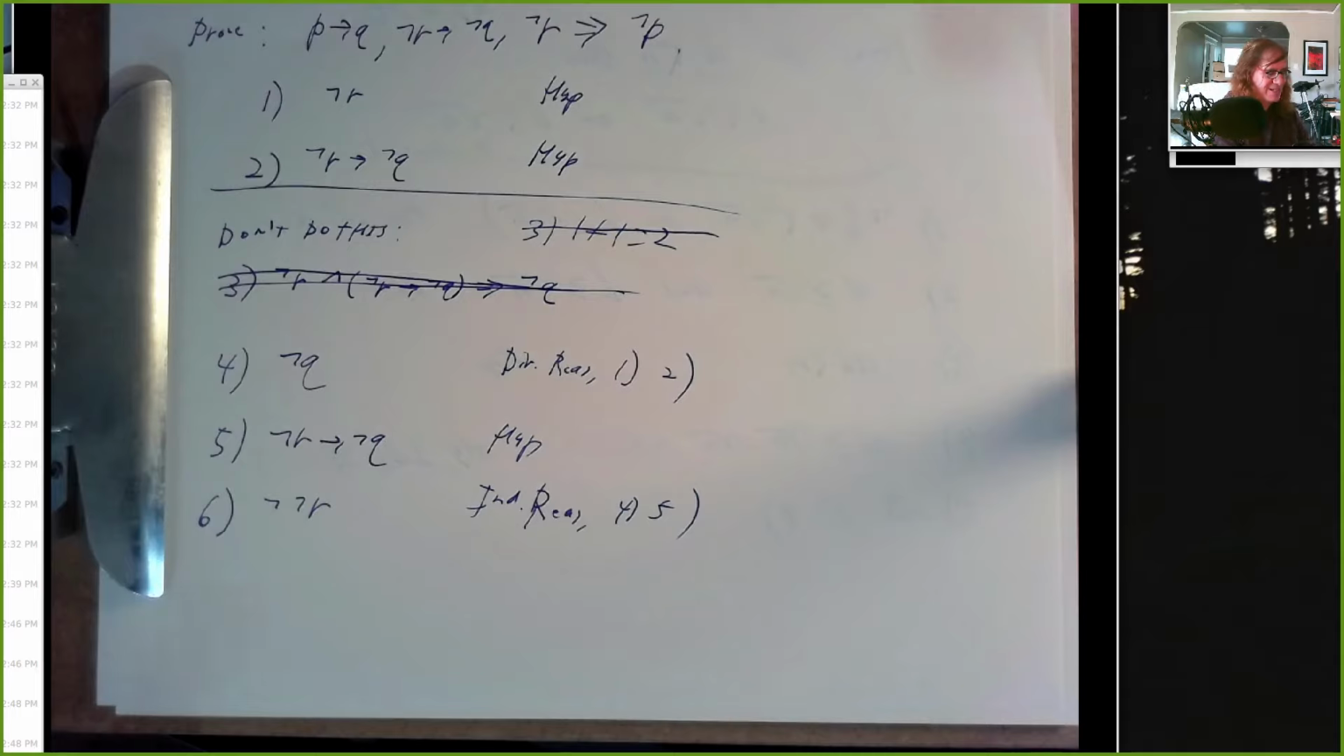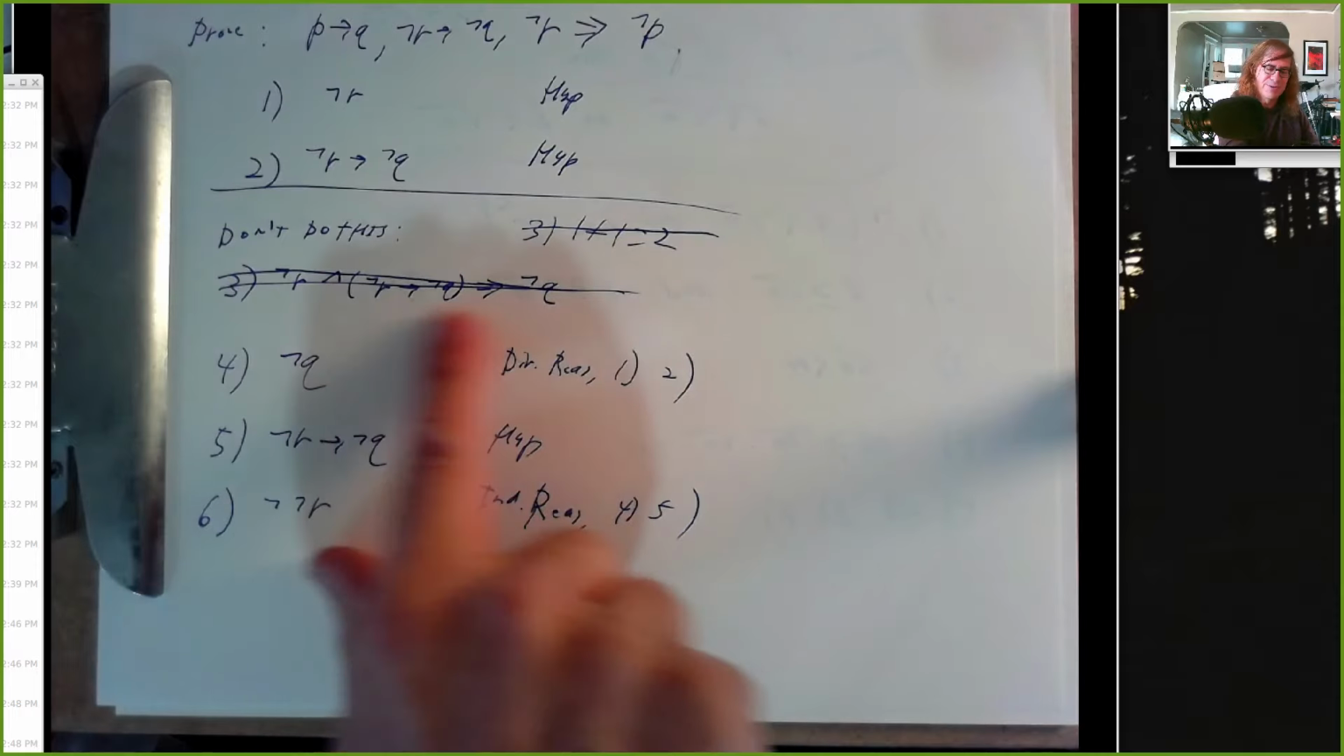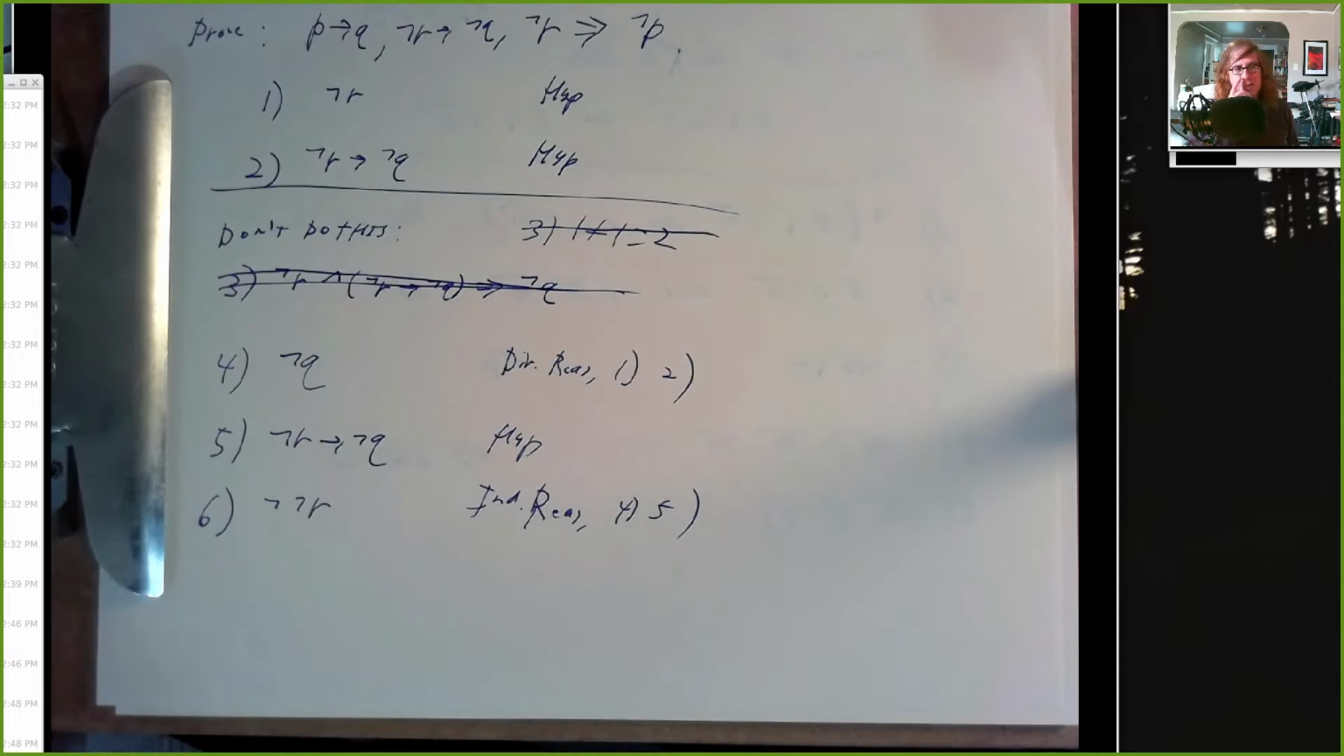Alright, so that's a detail of sorts. Let's see, anything else I wanted to say on here? I think that was it for things that I saw. And like I say, despite notational things like this, it seemed like most people knew how to do these. They were able to put the things together that they were given and prove the conclusion.